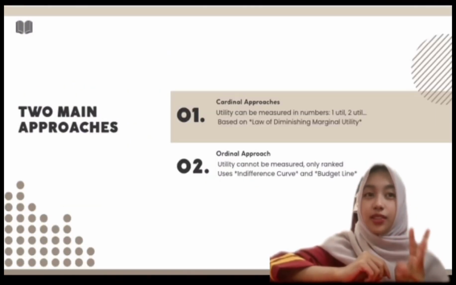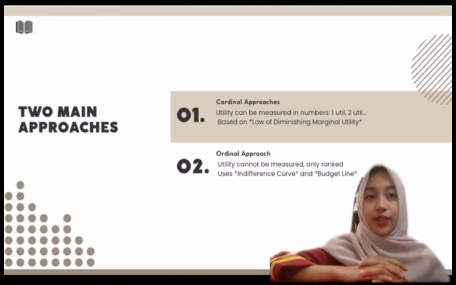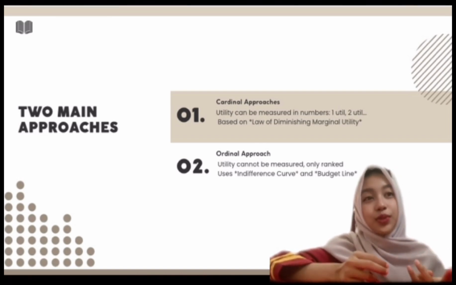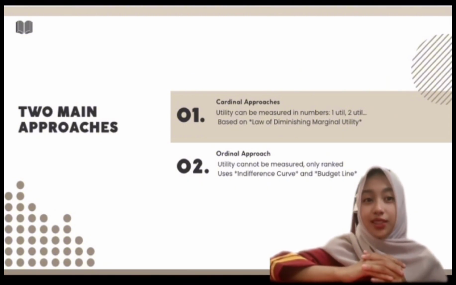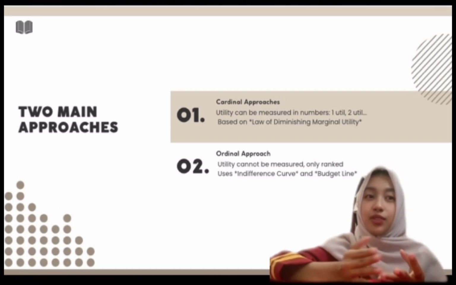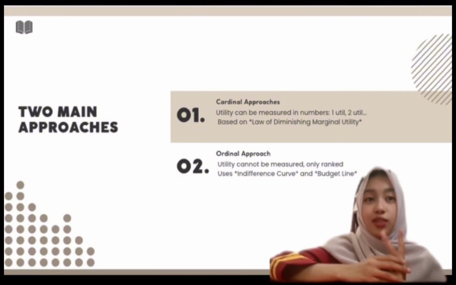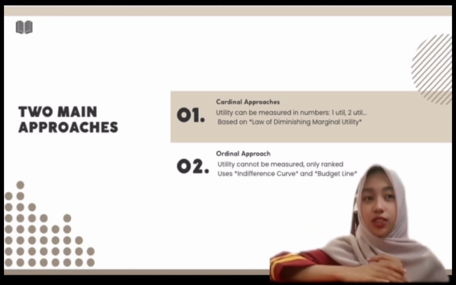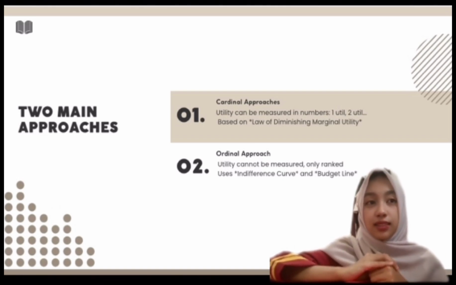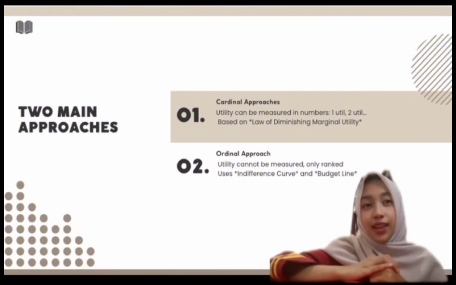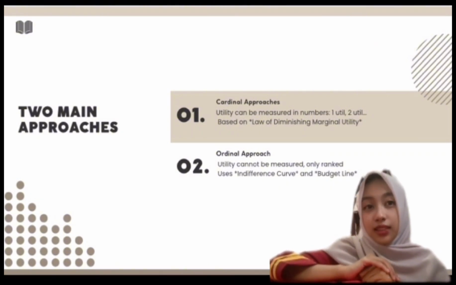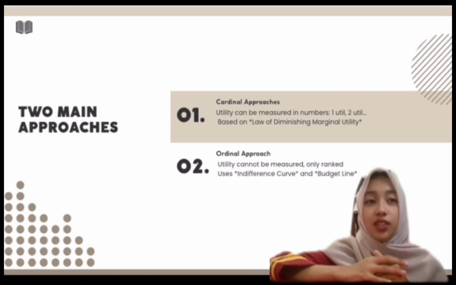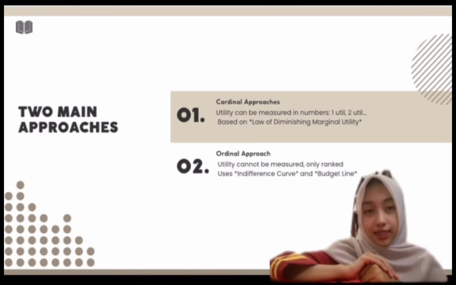Next, demand approach. In consumer price theory, there are two main approaches to measure utility. The first one is the cardinal approach. In this approach, utility can be measured in numbers like 1 to 3. This is called utils. For example, eating one chocolate gives you 10 utils. Eating two gives you 18 utils. This approach is based on the law of diminishing marginal utility.